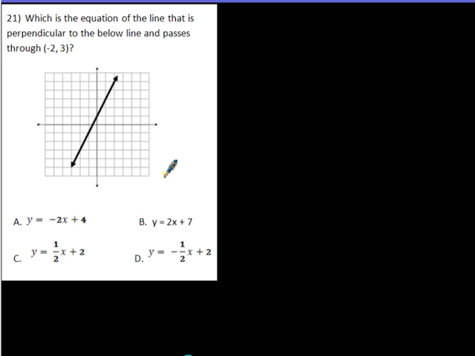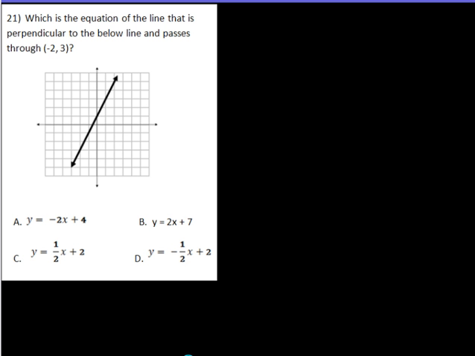Okay, last two questions. 21 and 22 on this video. Which is the equation of the line that is perpendicular to the below line and passes through... So in this exercise, in this question, you know what? It's a graphing question. I'm going to solve it by using the graph, and that's just going to make things a lot easier. You could try different methods.